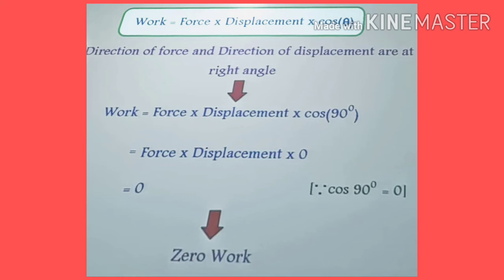Value of cos 90 degree is 0. So W is equal to F multiplied by 0. So W is equal to 0. So in that situation the work obtained is 0. So no work is said to be done here.